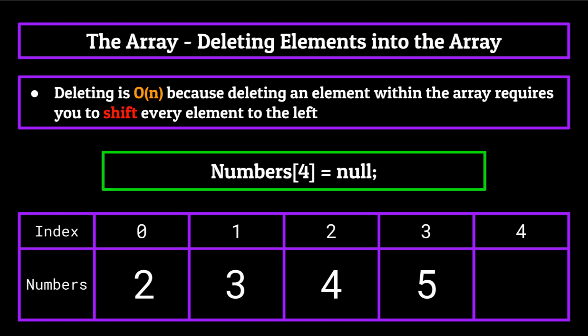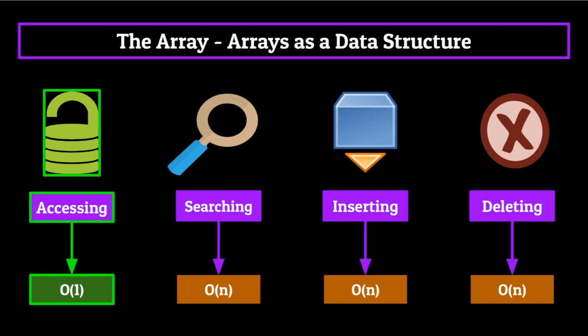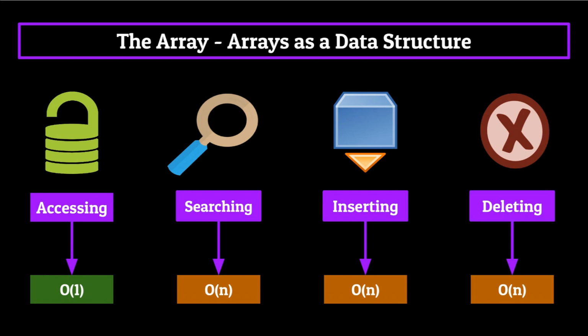This deletes the element from the array by basically replacing it with the value to the right, and then this process is repeated until it frees up a space at the end. In the worst case scenario, we're going to have to shift every element down one, making deleting from an array also have a time complexity of O of n. So there you have it, the 4 time complexity equations for an array. Accessing is O of 1, and searching, inserting, and deleting are all O of n.